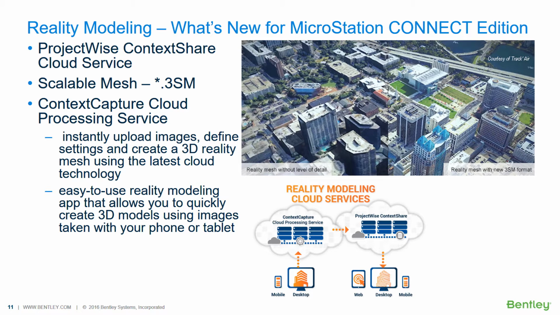The new file format is the scalable mesh. This is the 3SM file format. So here you can see an image, and you can sort of look at this building here. Look at the windows. You can barely make them out. They're kind of fuzzy. With a scalable mesh, you can zoom in even further and you get a lot more detail. So you can see very clear imagery here as things get cleaned up a lot better with the new 3SM format. This does it through a tiling system, so it brings in additional tiles of information as you get closer and closer.